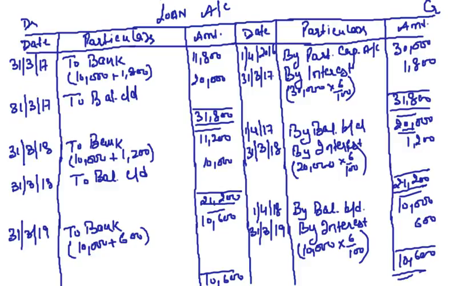Clear? You can be asked a full-fledged question. So be careful. Do all the adjustment first. Prepare partners' capital accounts. Identify the loan, amount of loan. Then pay off the loan. You will be given all the information in the question. Don't worry about that. Okay. Clear, friends? So you can write this down, this loan account.